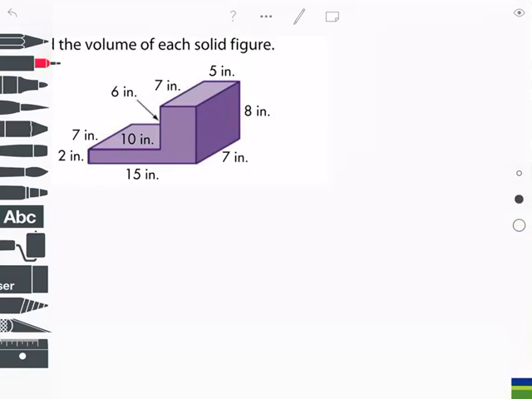Okay, so here, let's cut this shape. I want to cut it maybe this way. Okay, so let's find the volume of A first. Length times width times height. This will be A and this would be B.